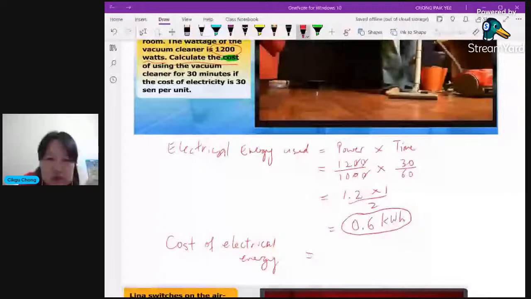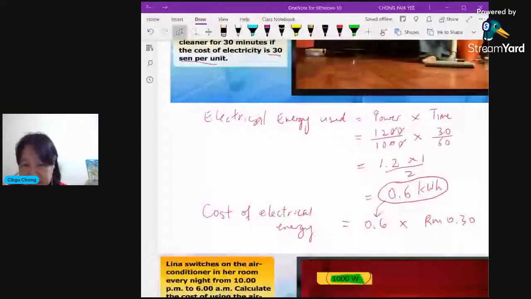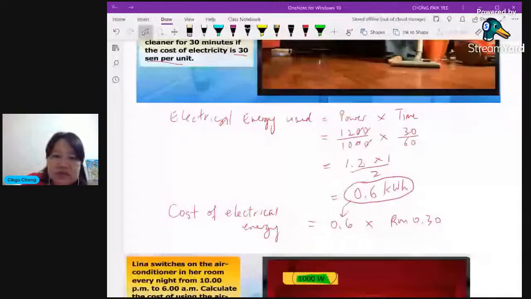One unit costs 30 cents. You have used 0.6, not even one unit, but you still have to pay of course. 0.6 is also considered used. So I can put 30 cents or I can put RM 0.30, which is 30 cents. Okay, what's your final answer? I'll wait for your final answer. Yes, 0.6 times 30 cents is 18 cents. If I'm putting RM, I must put RM 0.18.